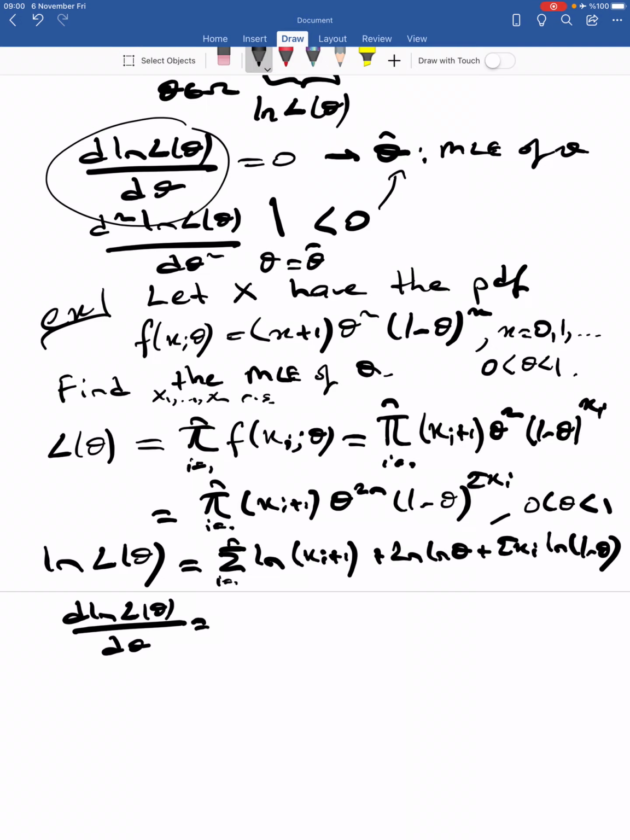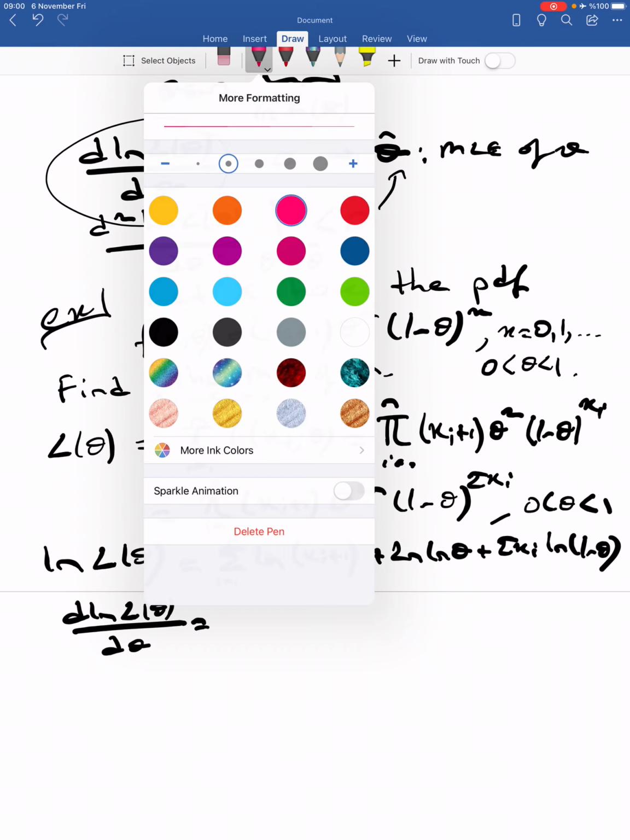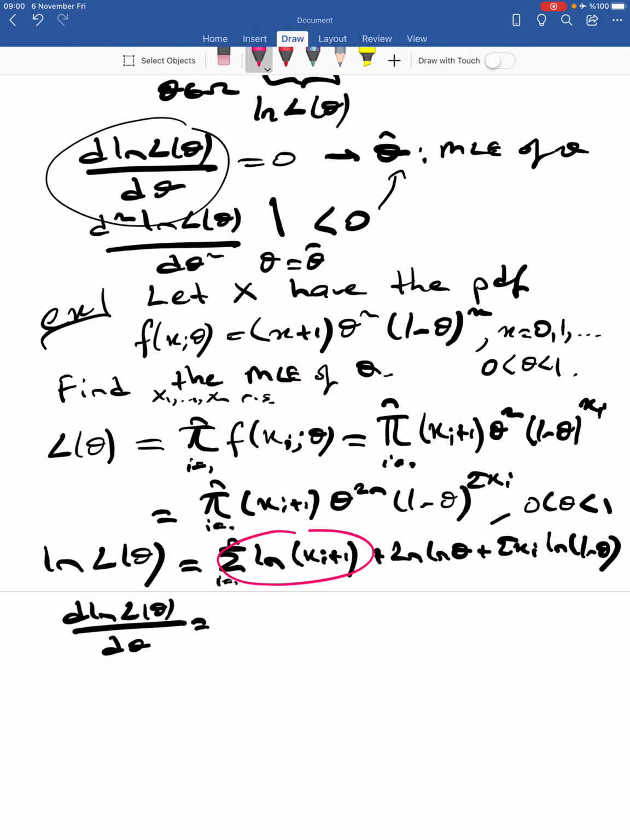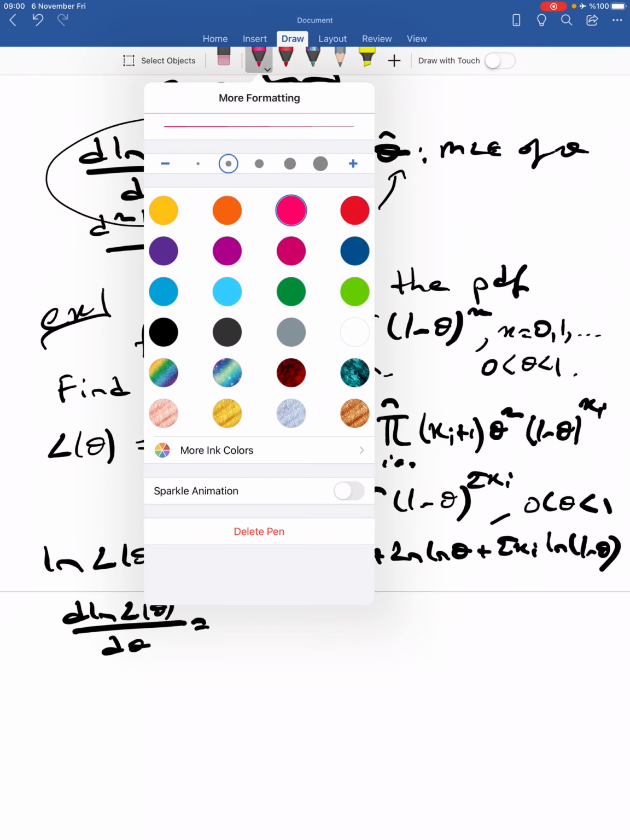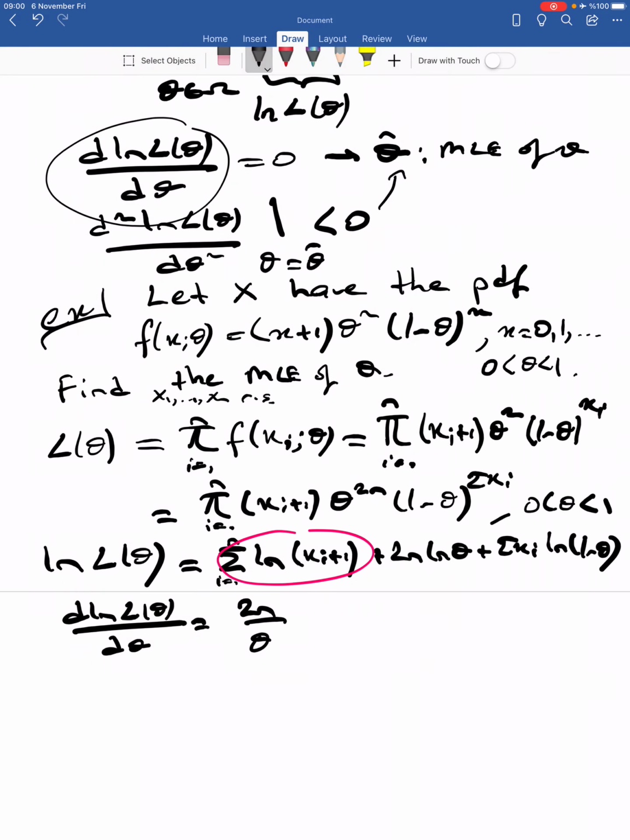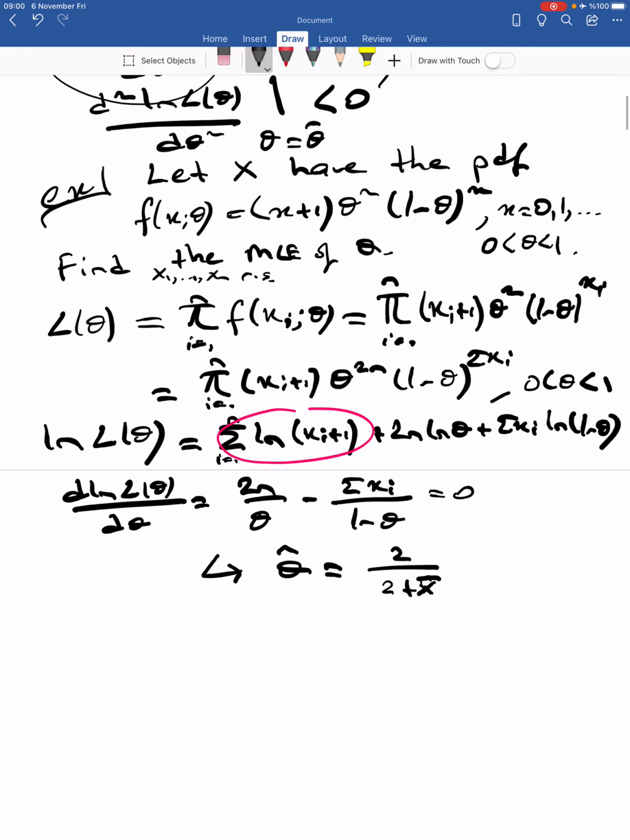Okay, so in the first part we don't have any theta term, so this term will be 2n over theta. So we have minus summation xi over 1 minus theta, equate this to 0, and solve for theta. We obtain theta as 2 over 2x bar after some calculation. Okay, so let's put a cap here, because it's not the exact value of the parameter, we don't know that. This is just the estimator.